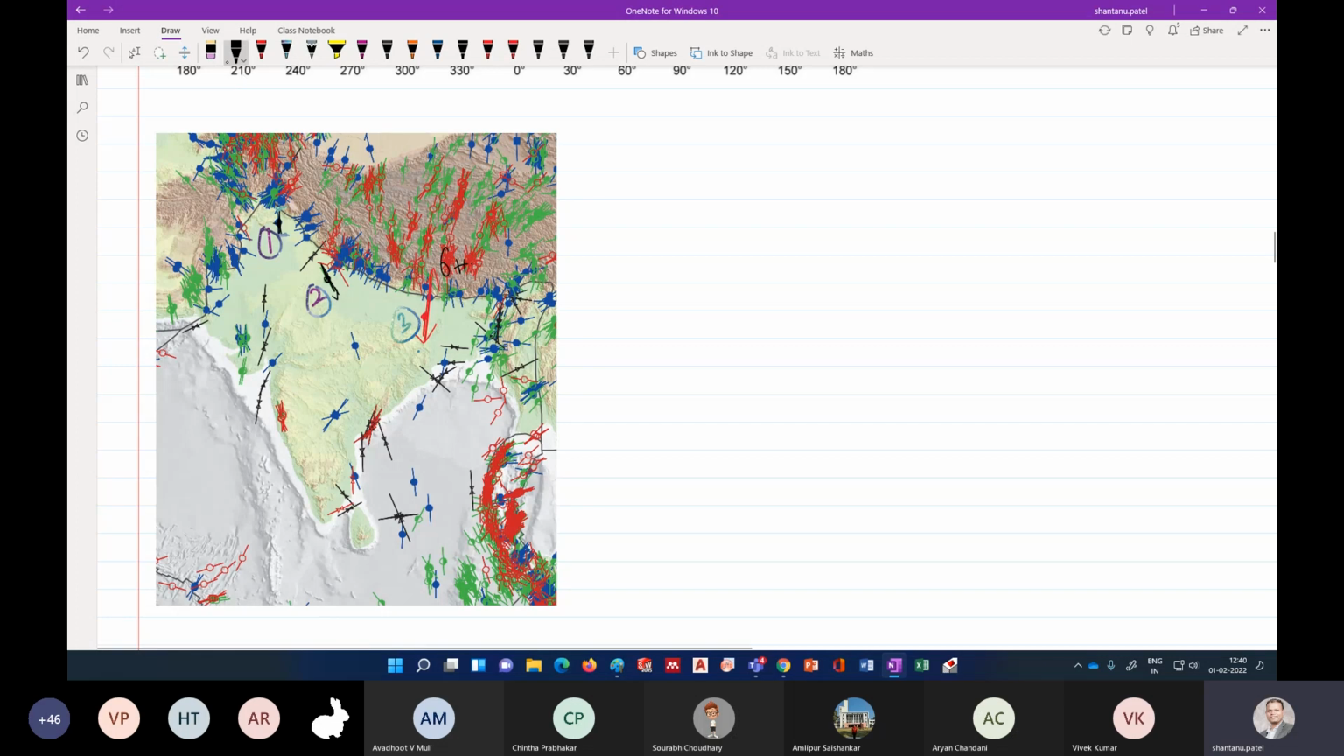So those two things, I can say the first thing is the direction of sigma h, and the second thing is the magnitude of this sigma h. Okay, so these two things you can get from this world stress map.